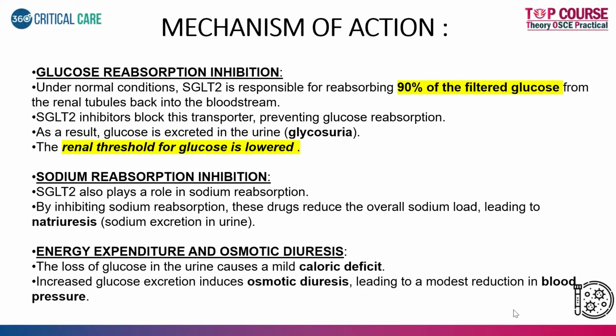Because there is a calorie deficit, there is osmotic diuresis and natriuresis. All of this would reduce the blood pressure. So there will be some reduction of afterload in such patients. Mind you, despite SGLT2 inhibitors causing glycosuria, natriuresis, calorie deficit, and osmotic diuresis, this does not activate the RAS system. That is one of the major important characteristics of SGLT2 inhibitors.